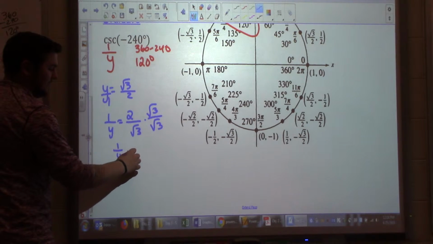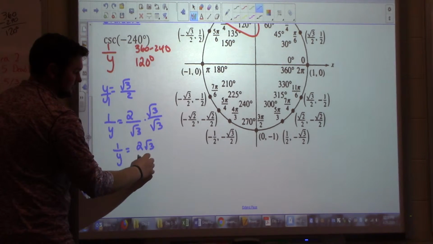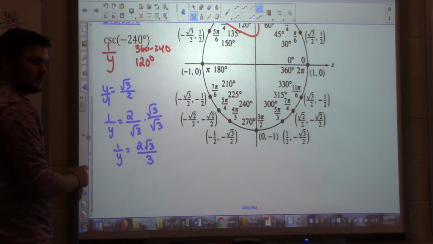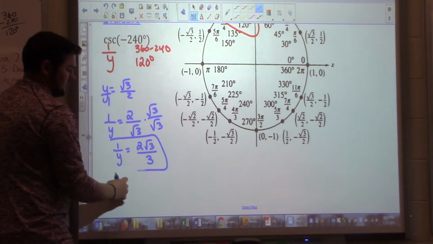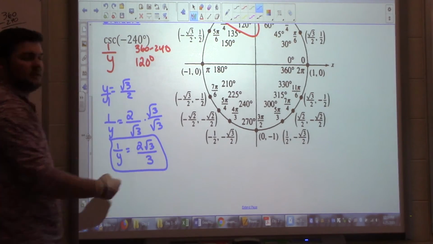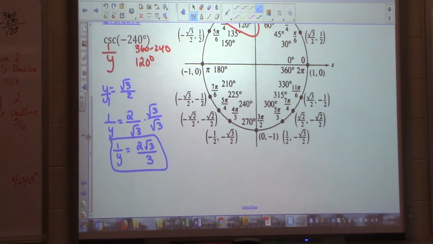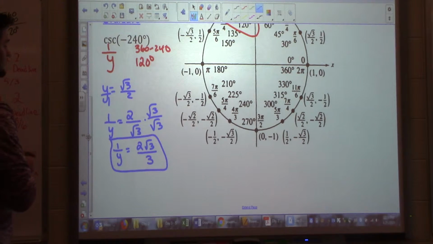So 1 over y now equals 2 square roots of 3 over 3. Right? Square root of 3 times square root of 3 is square root of 9. And the square root of 9 is 3. So my answer then is 2 square roots of 3 over 3. So if you end up with a radical in your denominator, you need to rationalize it. You can't just leave that square root down there or it'll get marked wrong. Questions so far? Alright, let's do 4 next.